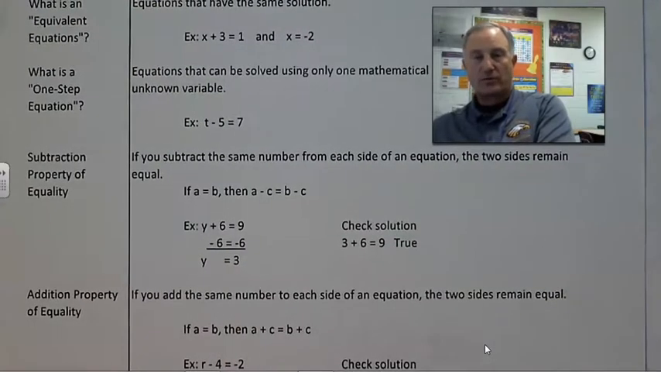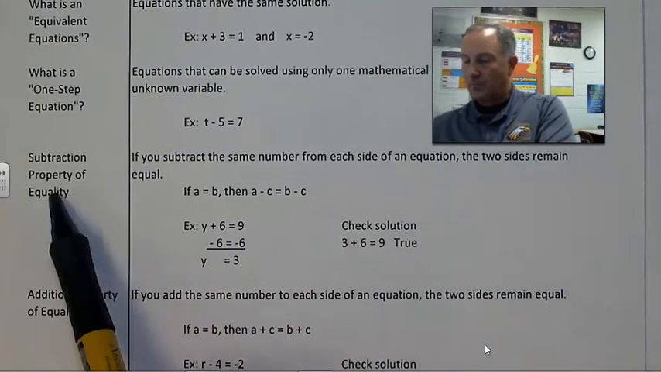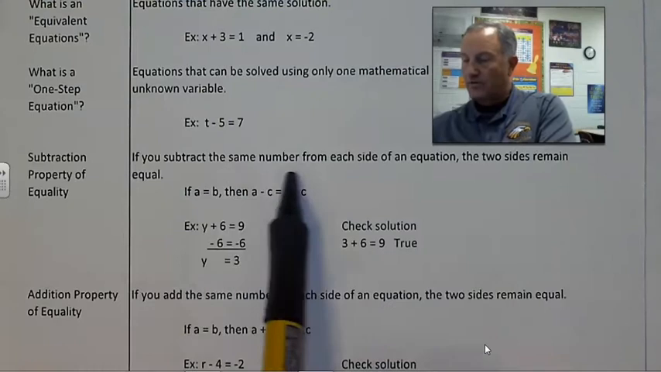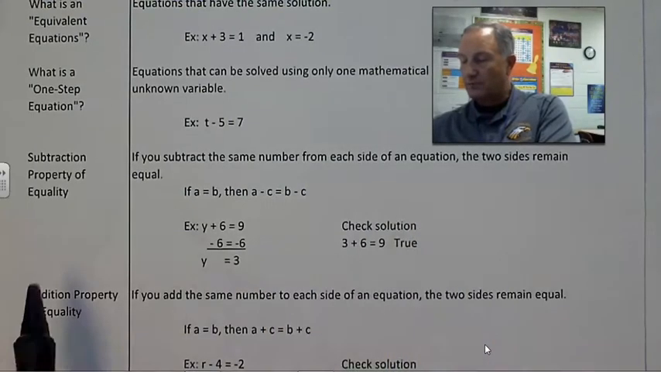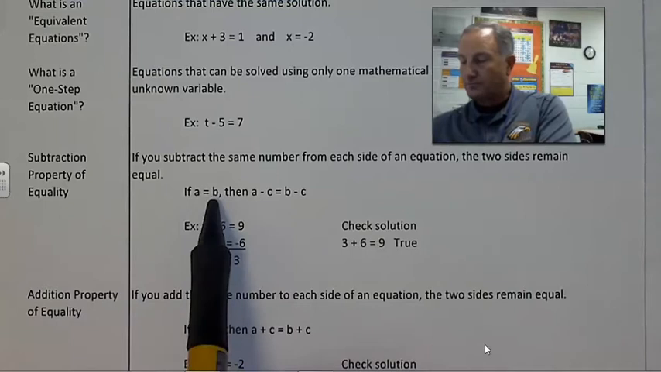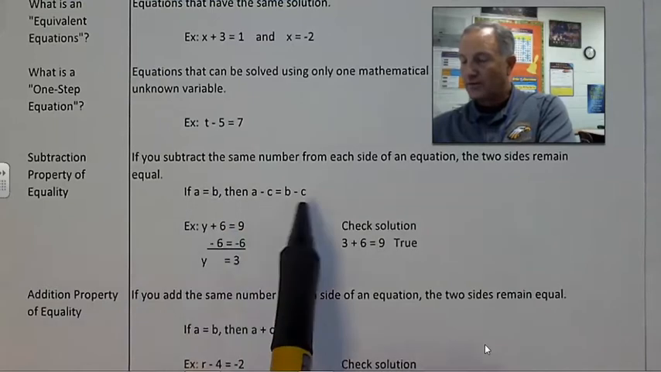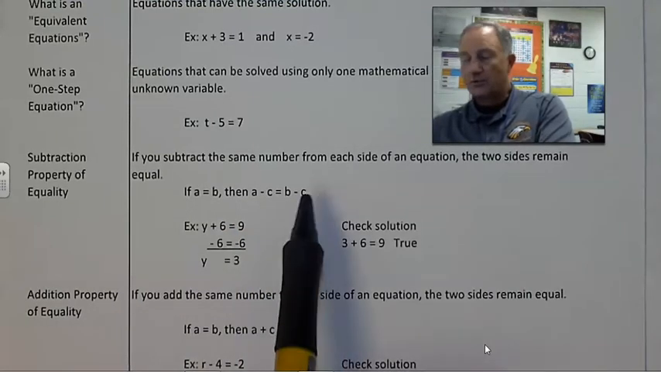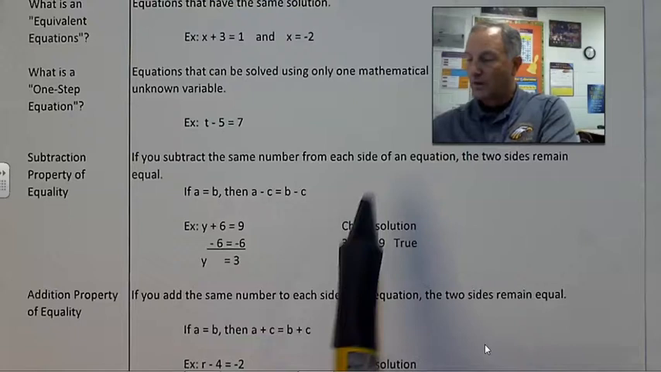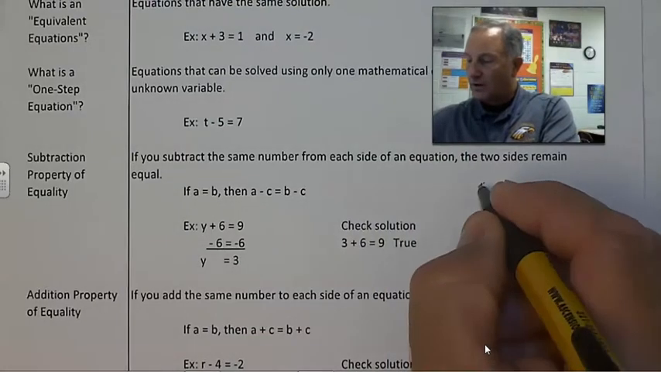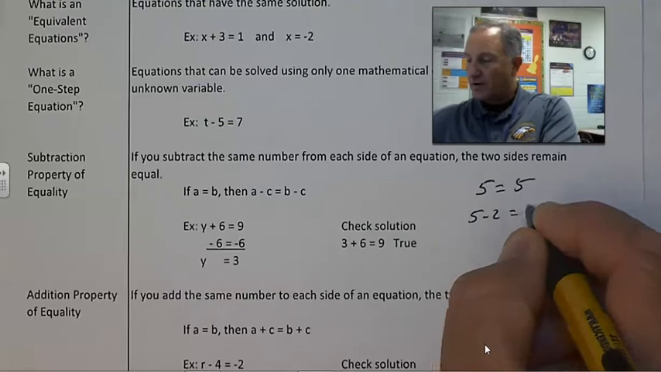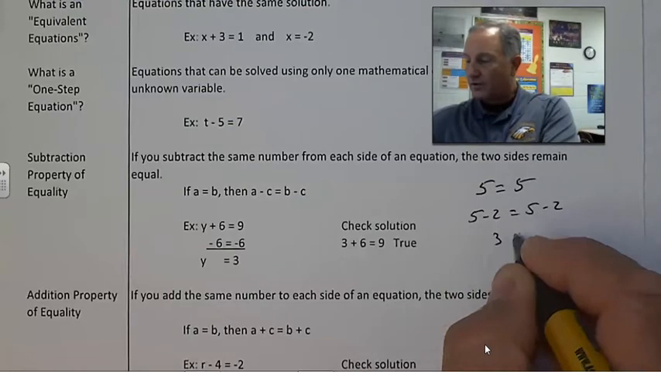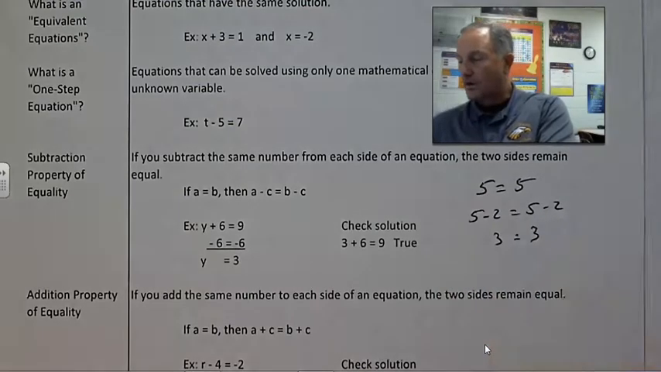So what's the subtraction property of equality? Well, if you subtract the same number from each side of an equation, the two sides remain equal. So if A equals B, and I subtract C from both sides, they're still going to be equal. An example could be like this. 5 equals 5. If I subtract 2 from both sides, I still get 3. They're equal because I did the same thing to both sides.